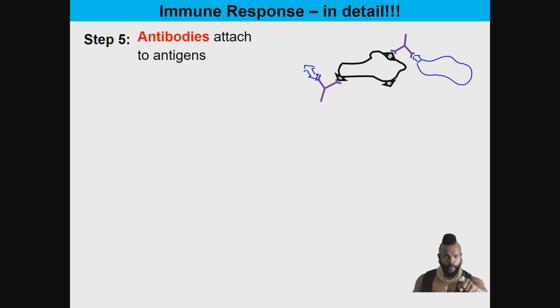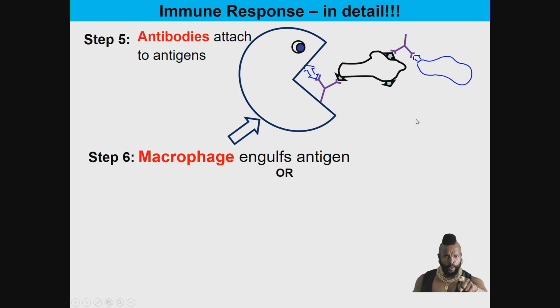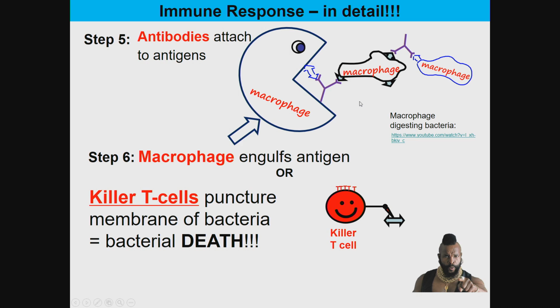Next, the antibodies attach to the antigens. So here are the antibodies attached to single antigens floating in the plasma or antigens that are sticking out of macrophages. Then more macrophages can come along and eat the entire antigen-antibody complex, or killer T cells puncture the membrane of bacteria, causing bacterial death.